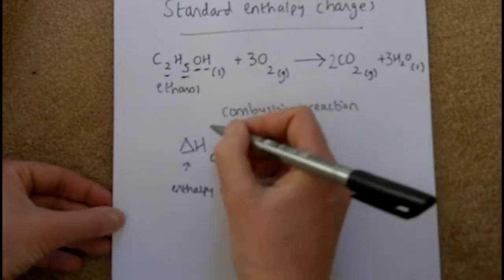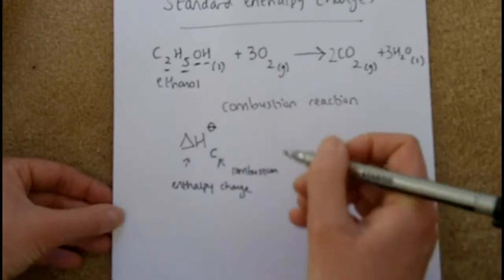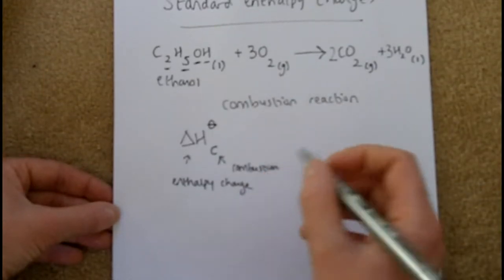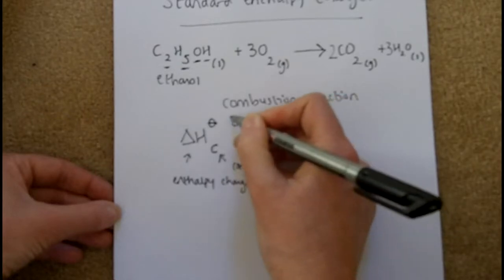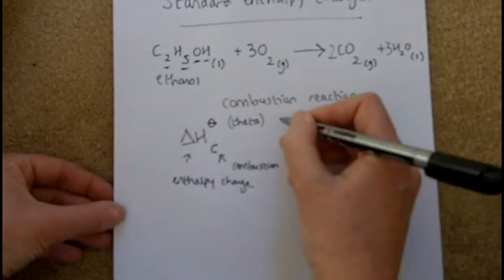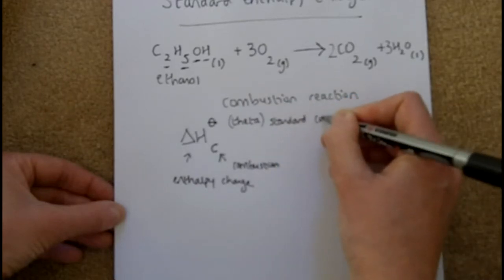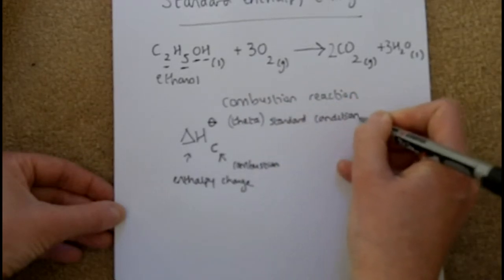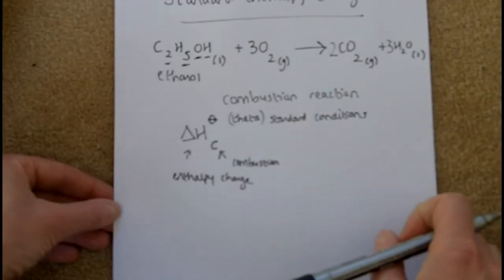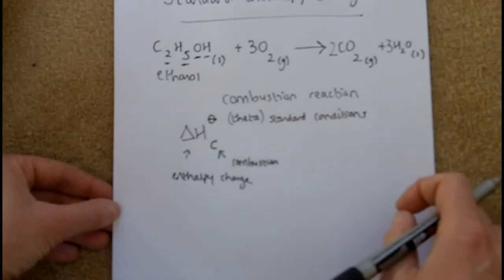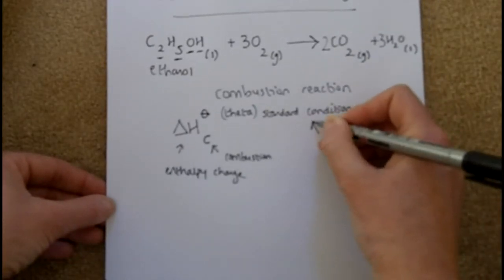And then we have another symbol which is called theta. It looks like that, a little bit like the London Underground symbol. It's called theta, and that means standard conditions. Okay, so we're going to measure the enthalpy change of this reaction under standard conditions. Now what do standard conditions mean?